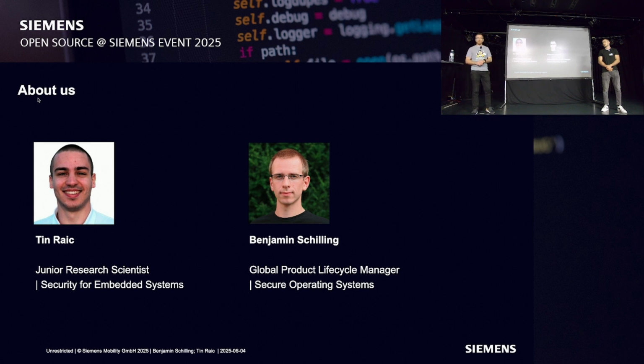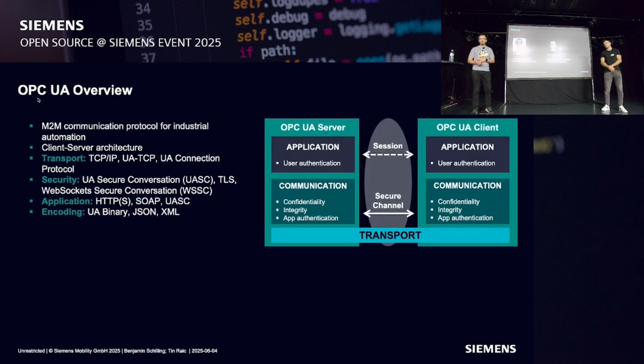So this talk will not only be about how we contribute elliptic curve cryptography, but also about why we actually need it in railway infrastructure. And we will come to that in a minute. But first, we will have a very brief look at what OPC UA is actually about.